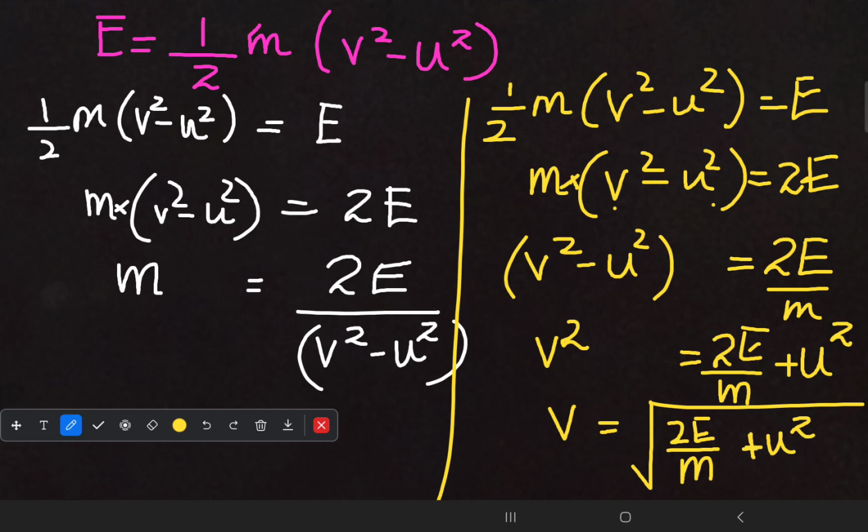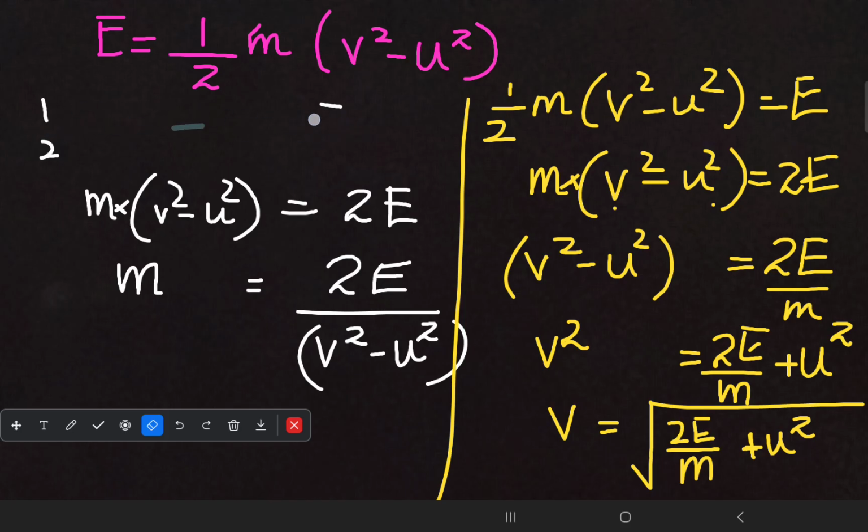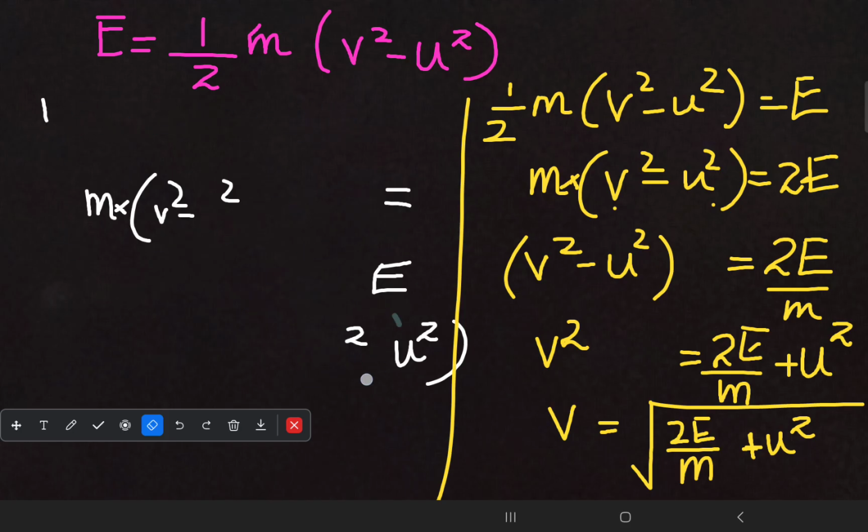Okay, after dividing, we took our u square to our right. So there is no denominator for our u square. 2e upon m plus u square equals v square. So v is the square root of this particular value. After that, let's try to make u the subject.